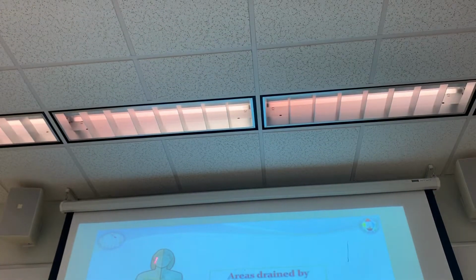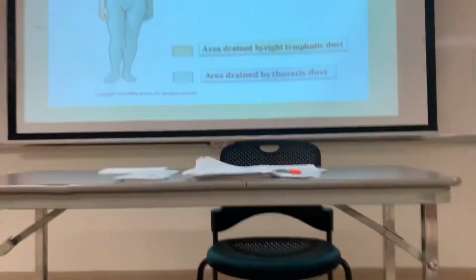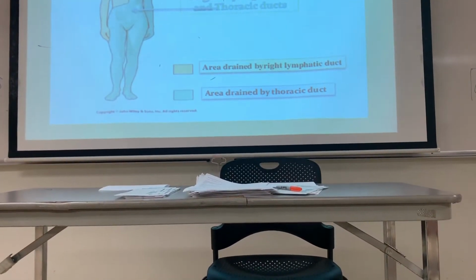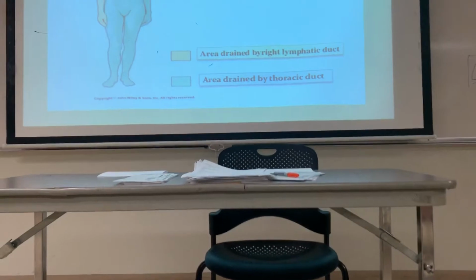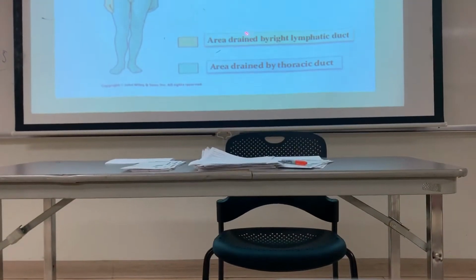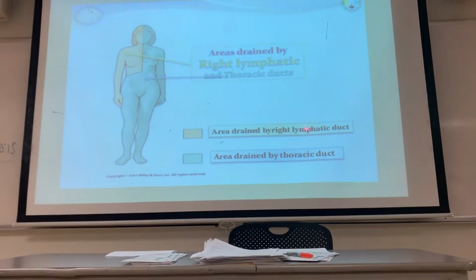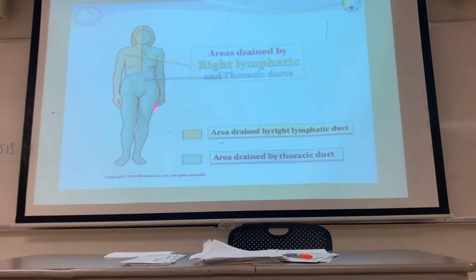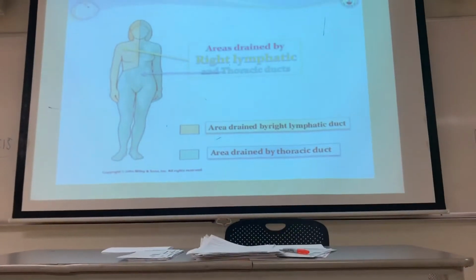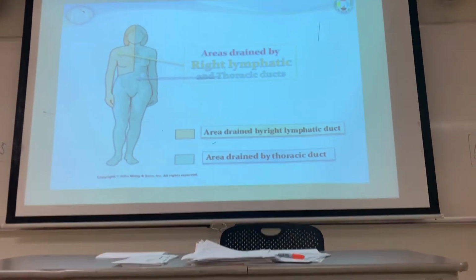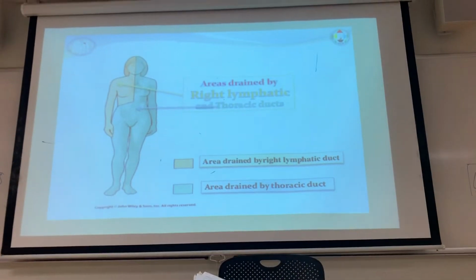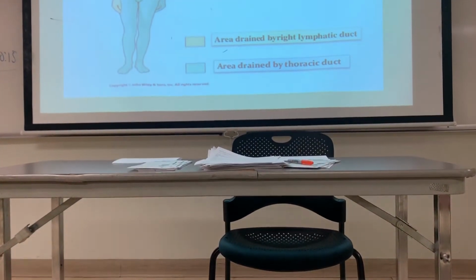Now this picture shows where the lymph fluid goes. On this little side here, on the right side, that's the right lymphatic duct. That's the only portion where the lymph goes. And on this bigger portion, that's where your thoracic duct drains to the right atrium. So the yellow area is drained by the right lymphatic duct, and the greenish area is drained by the thoracic duct. Thoracic duct again, left side; lymphatic duct again, right side.